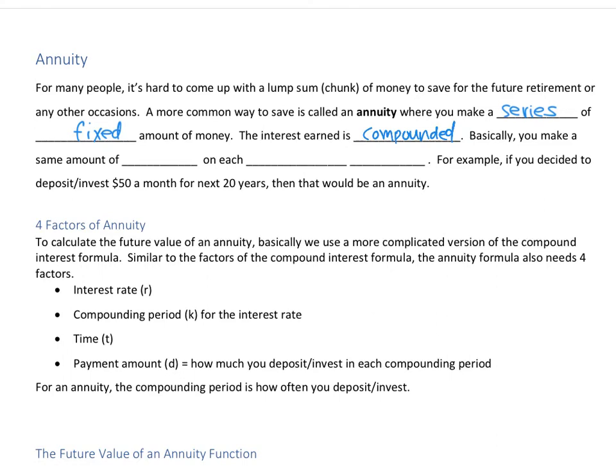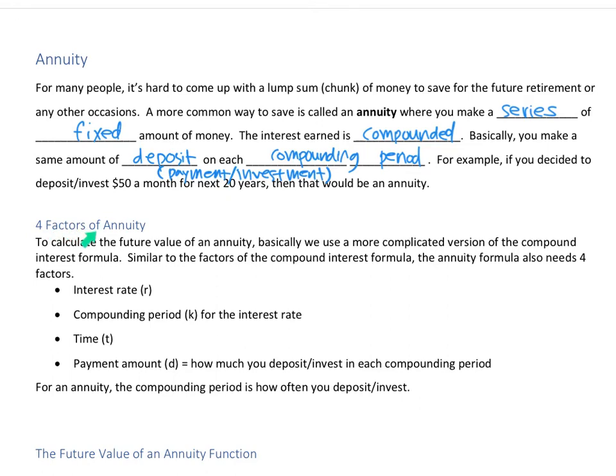So basically, you make the same amount of deposit, payment, or investment on each compounding period. So for example, if you decided to invest, deposit, or save $50 a month for the next 20 years, then it will be an annuity, an example of an annuity, right?